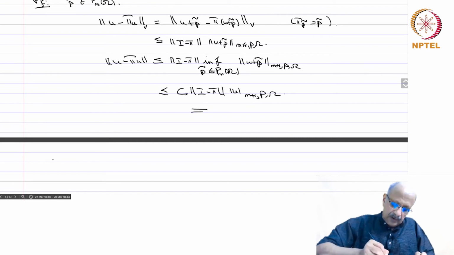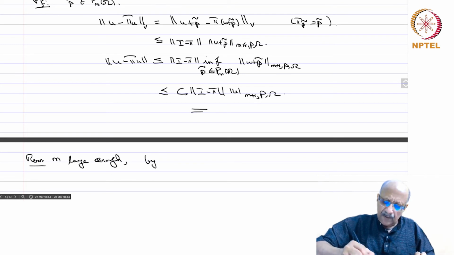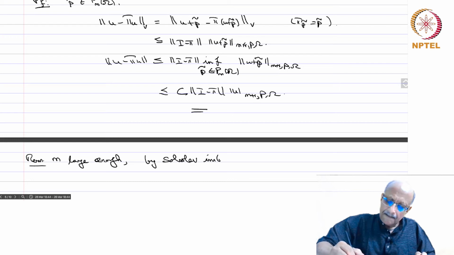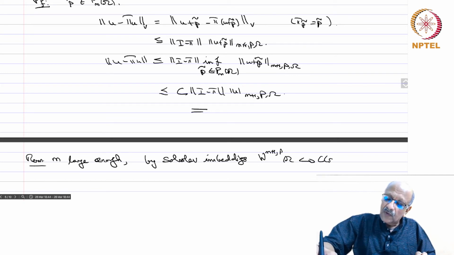So remark: if m is large enough, then by Sobolev embeddings we have W m plus 1, p, omega is contained in C of omega bar.